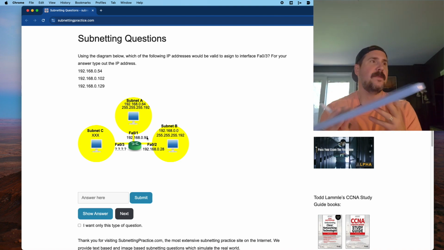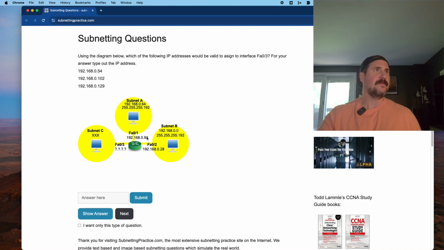So now, for subnet C, we need to apply an address to F03 that makes sense. That means we need to apply an address to F03 that falls in the remaining available space, which as we said is from 128 to 255. And as you can see, the answer reveals itself right here, 192.168.0.129, which falls in that space. All right, so let's do that. 192.168.0.129.